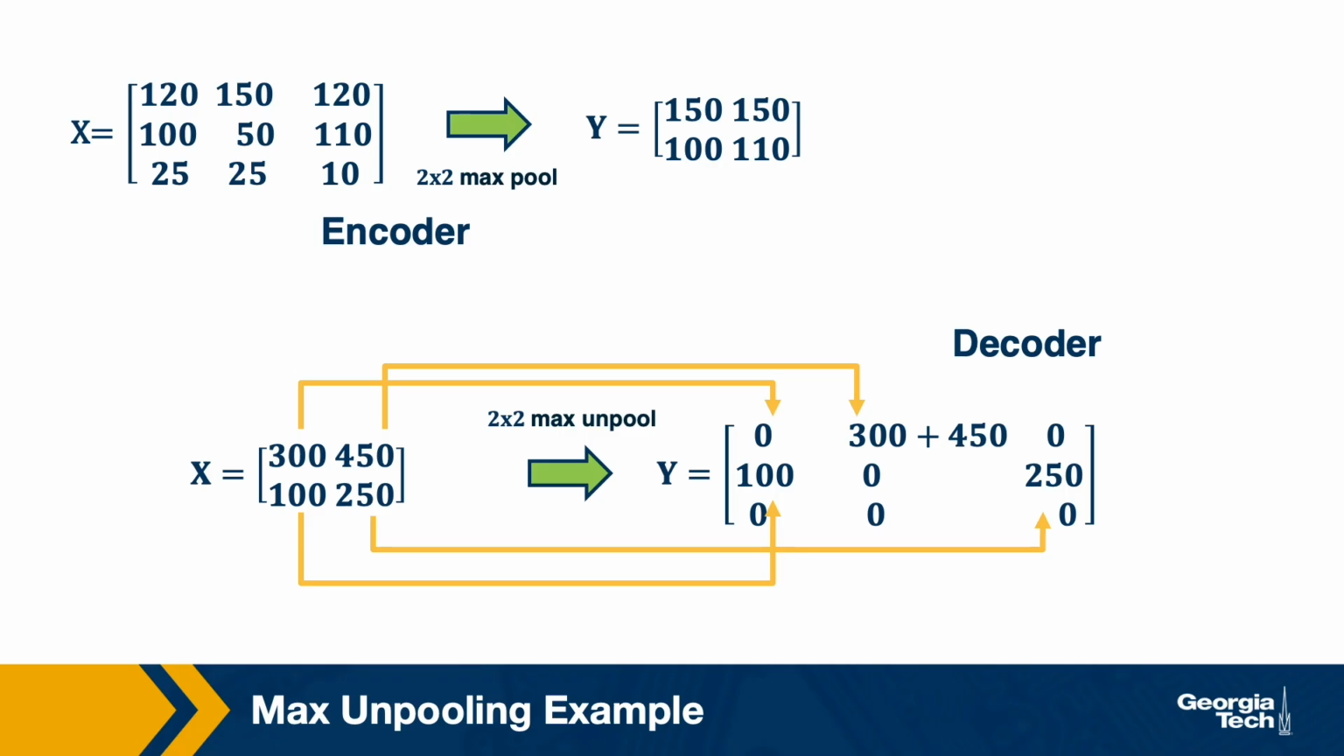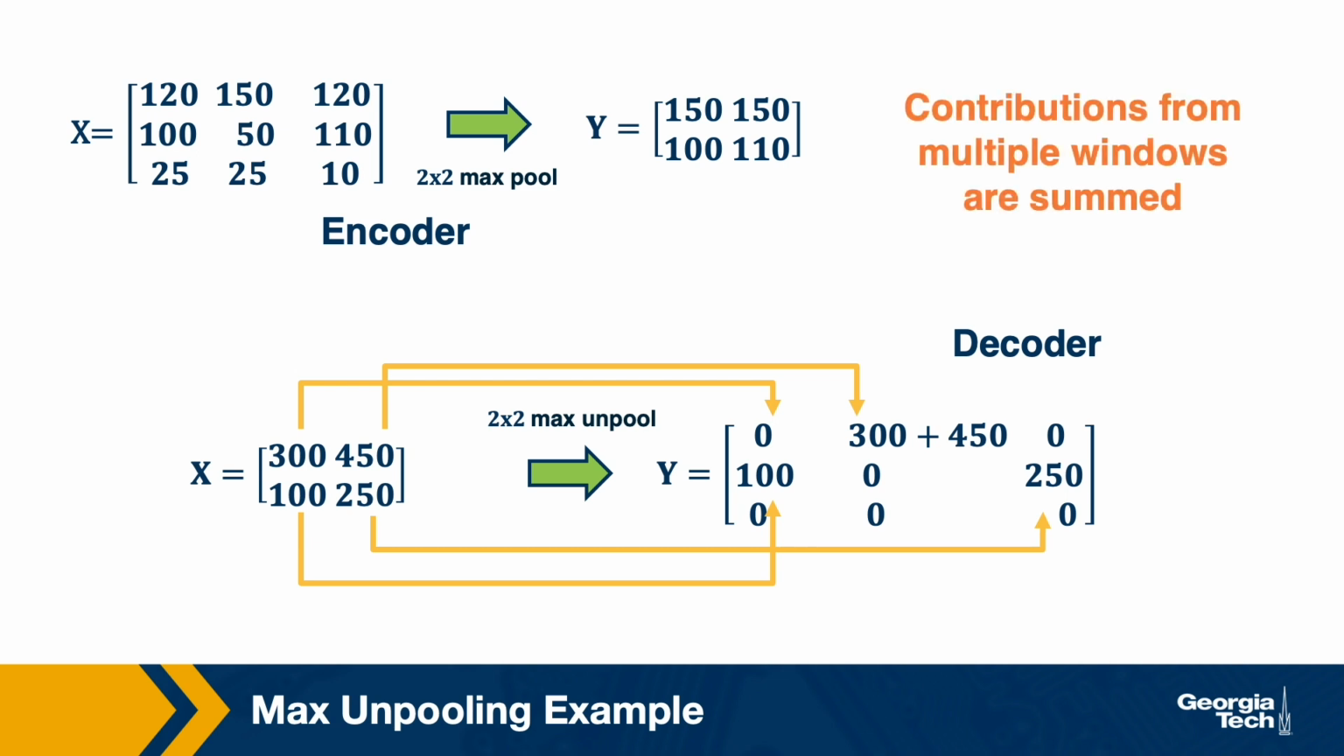And again, because the 300 was already there, we'll just sum up the contributions. And so for windows that overlap that have the max indices in the same exact spot, we'll just add up the contribution. And so on. We'll continue to do this for the 100 and the 250, and this is what the result will look like. And again, there's going to be many zeros around because there's only going to be a few locations where the max indices were chosen in the encoder stage.